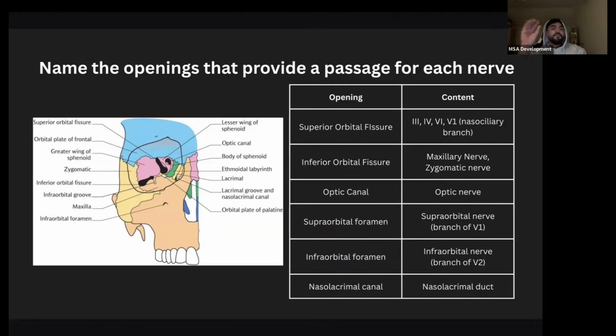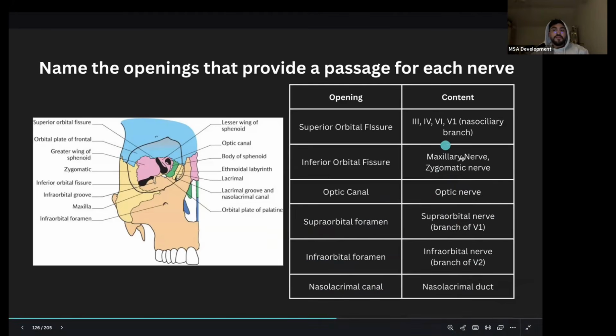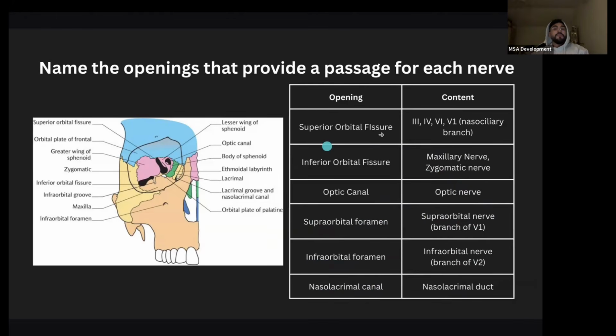These are very important, very easy, and very high yield, all right? So I think maybe the ones that are the most difficult to learn are going to be the first two, all right? But if you think about it, the superior orbital fissure needs to provide nerves that will supply the extraocular muscles, right? So you have the superior oblique, the superior rectus, medial rectus, lateral rectus. These are all supplied by 3, 4, and 6, okay?